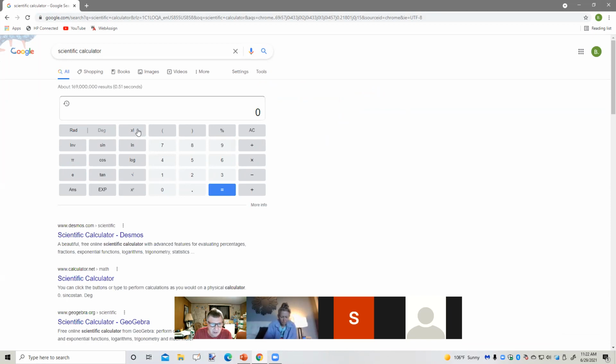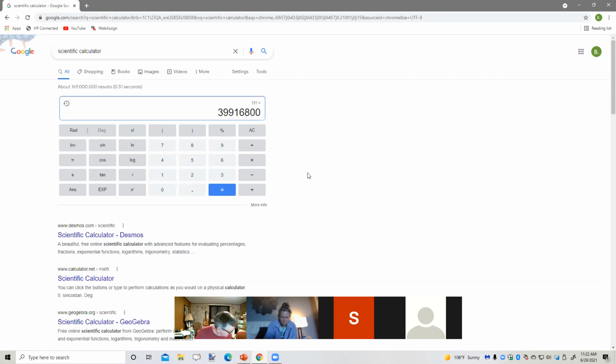Now, the problem I just did was 11 factorial. So let's type 11 factorial. Can you see that? And then equals, and there's my answer, 39,916,800. So again, if you have a handheld calculator that you can use, that's great. If you don't, type in scientific calculator, and hopefully it'll bring this calculator up.